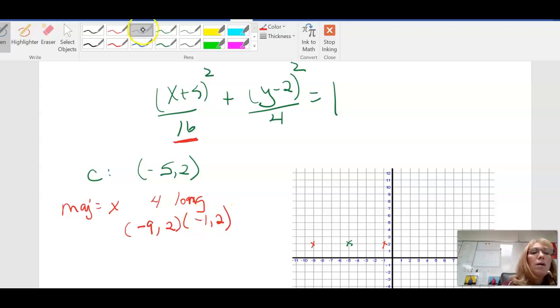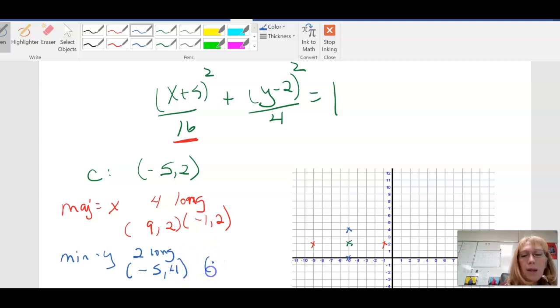Now let's do our minor. And we know that's going to be on the y, and it's 2 long. So from the center, we're going to go up 2 and down 2. So my points are going to be negative 5, 4, and negative 5, 0.